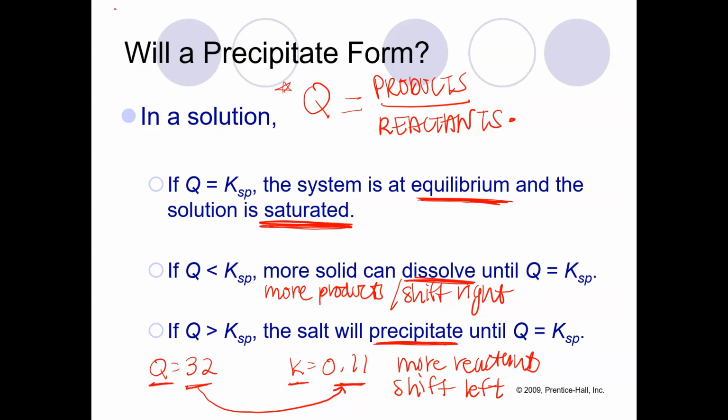So Q and K hasn't changed from chapter 15. We haven't seen it in a while. But all I wanted to do on this slide was remind you of Q and K, but also include the words that we're going to see, things like saturated, dissolve, and precipitate, which mean the same thing as more products shift right, more reactants shift left, or equilibrium. You're going to see them in chapter 17, and I don't want that to throw you off.